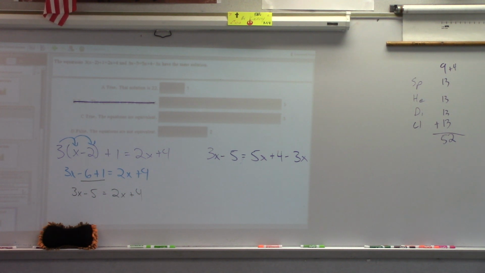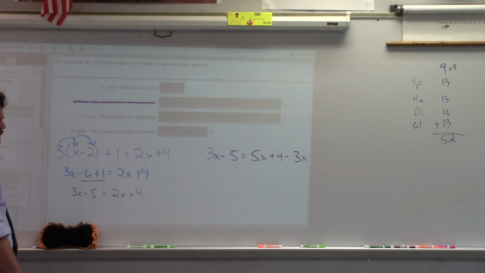The left-hand side's already the same. What do I need to do? Subtract. Subtract what? So solving for x. You can flip it. You can either add 5 to the other side, or you can subtract 2 from that other side.